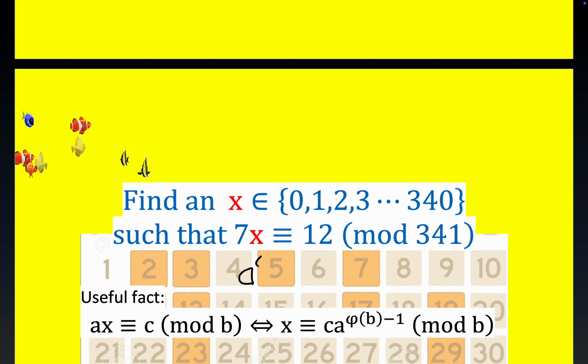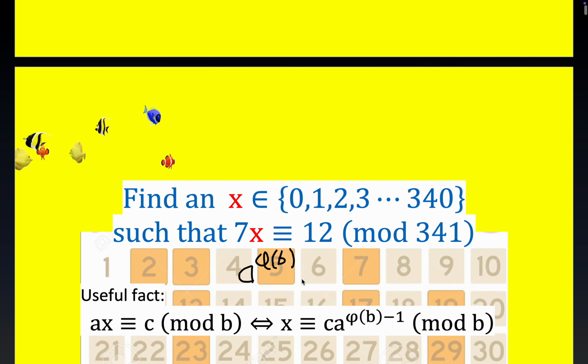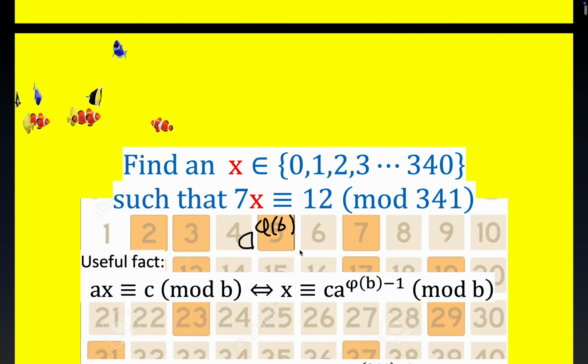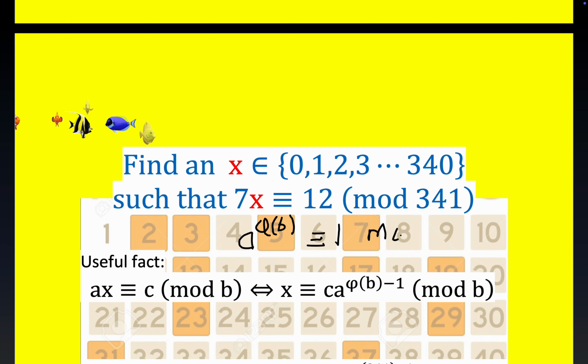Now, this result gets shown quite a bit in number theory, but what it says is that a raised to the phi of b, where phi just counts the number of relatively prime values less than b, is congruent to 1 modulo b.